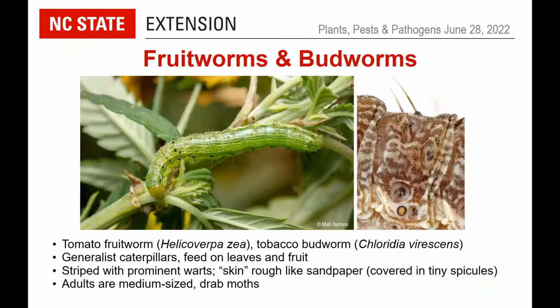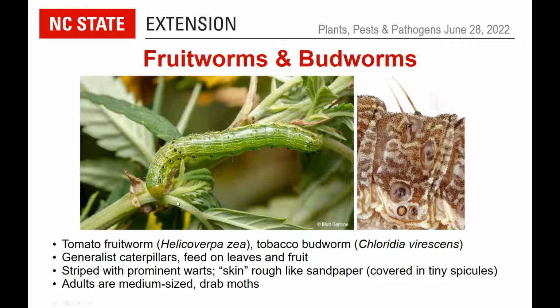Okay, some other caterpillars, fruit worms and budworms. So the tomato fruit worm, also called the corn earworm or bollworm, Helicoverpa zea, and the tobacco budworm, Chloridea virescens, are both very common on tomatoes. They're generalist caterpillars and feed on the leaves and fruit. The fruit damage is the most important. As you saw in that first slide, they can bore right into the fruit and feed on them. The plant part that you want.